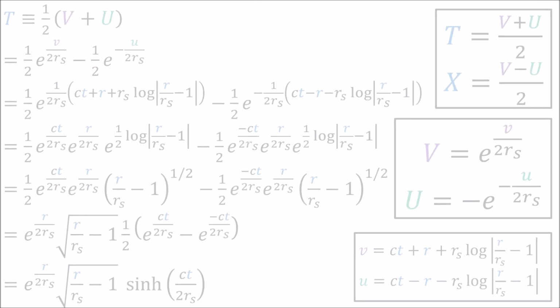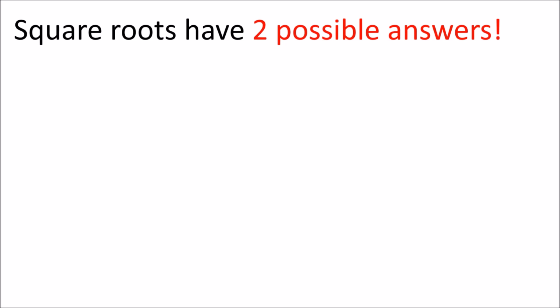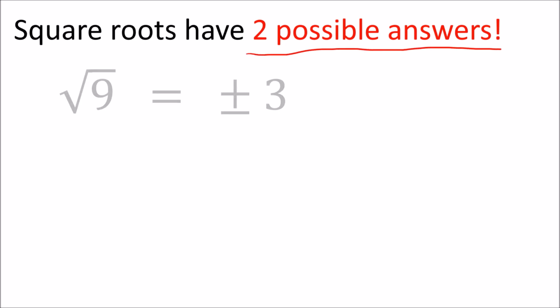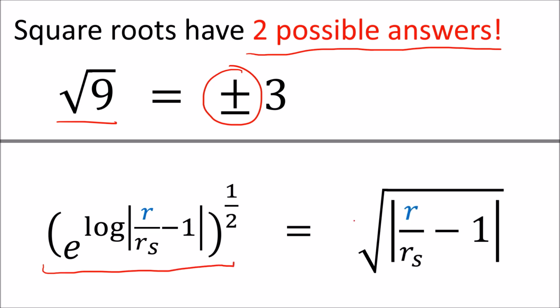We need to go back to our coordinate transformation and think more carefully about this e to the log term. Recall that when we take the square root of a number, we actually get 2 answers. So for example, the square root of 9 can be either +3 or -3. So anytime we take a square root, if we want to list all possible solutions, we need to put a plus or minus sign in front. And when we took the square root of this term, we failed to consider the negative solution.